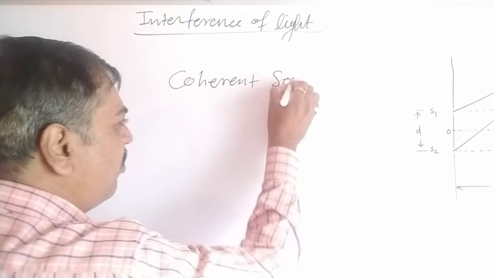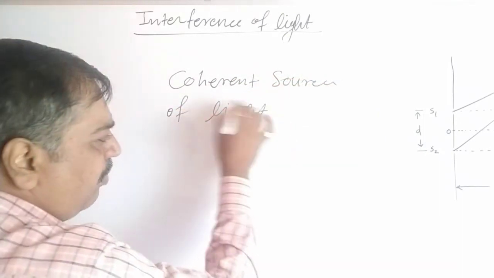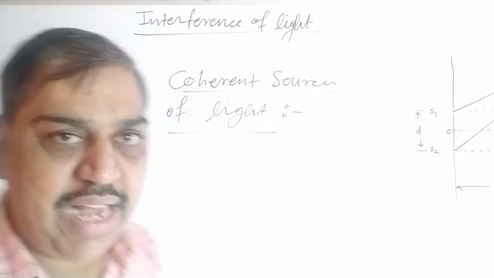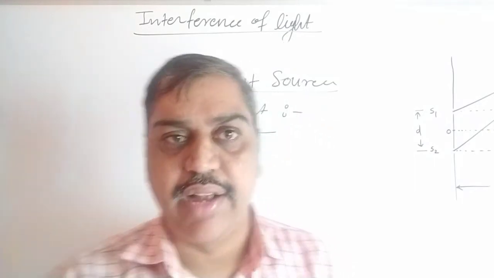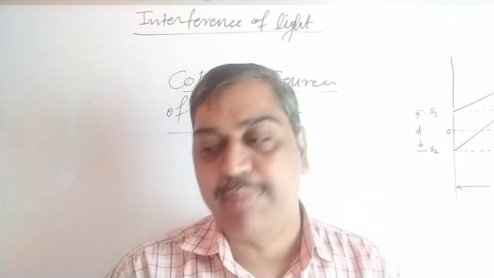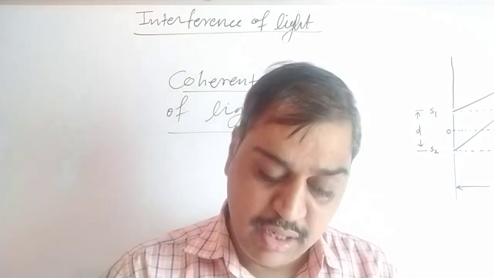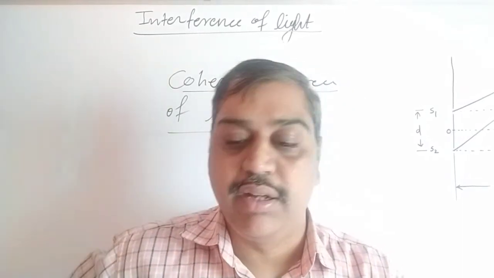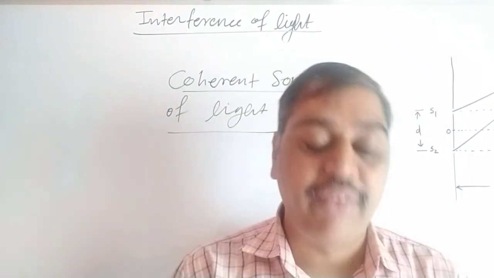Coherent source of light. What exactly does coherent source of light mean? The two sources we considered initially, S1 and S2. If the two sources are not coherent, we can't get a steady interference pattern. We can't get a well distinct interference pattern. So there is one condition: the two sources of light must be coherent. What exactly does coherent mean? The two sources of light must emit light of the same frequency and a constant phase difference.